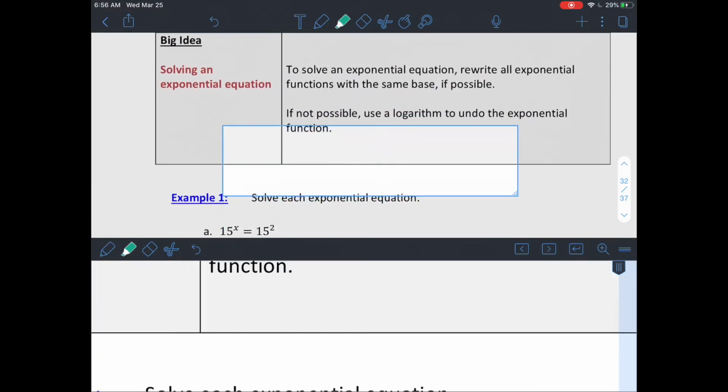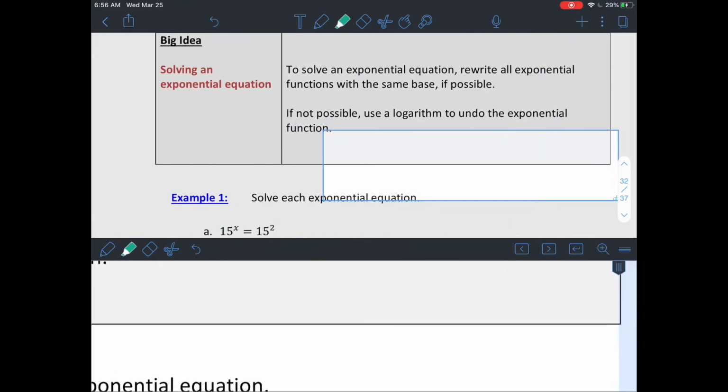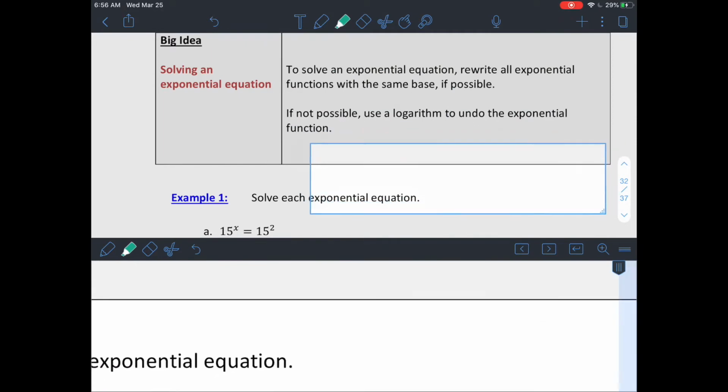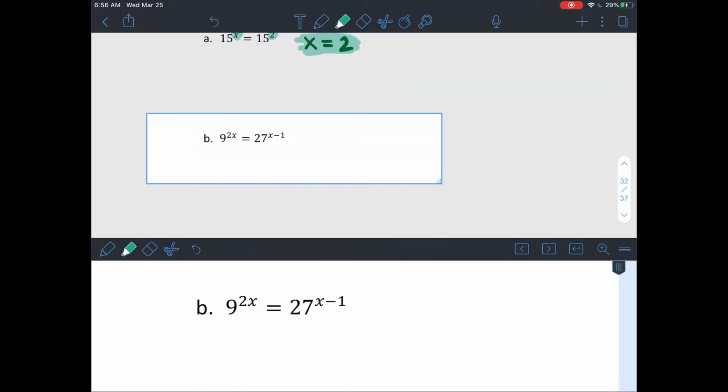So I like equation solving. If you're solving an equation, you want to get the exponential functions to have the same base if you can, and if not, use a logarithm. So if you look at these, they both have base 15, so to make both sides of that equation match, I just need my exponents to match, so x has to equal 2.